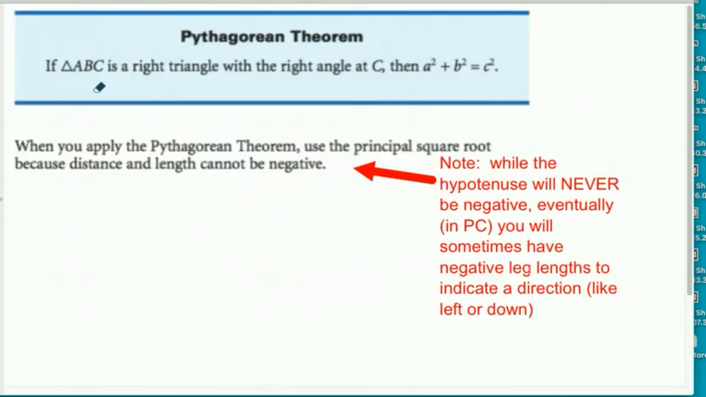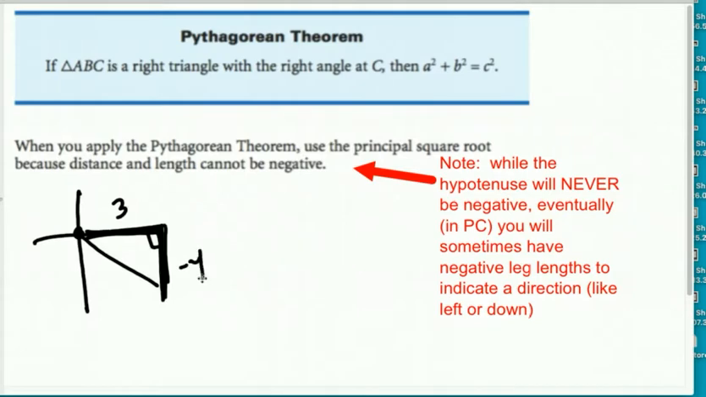Pythagorean theorem. In a right triangle ABC, with the right angle at C, A squared plus B squared equals C squared. When you apply the Pythagorean theorem, use the principal square root because distance and length cannot be negative. I want to add a caveat to that. Although that is true about the hypotenuse, it will never be negative. Eventually, in precalculus, we're going to learn that sometimes triangles are put on coordinate planes where one direction has a positive side, like this would be a positive 3 because in the x direction it's positive, but this would be a negative 4 because it's down 4, and the hypotenuse would be a positive 5.